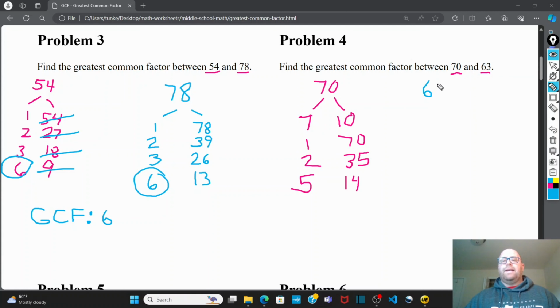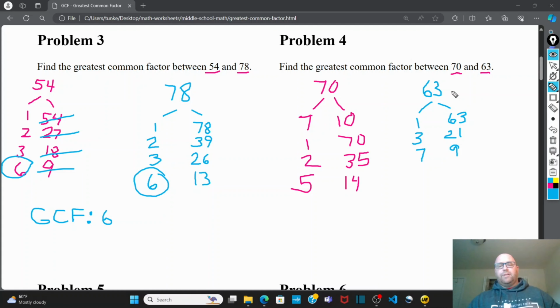All right, so next one is 63. So we can do 1 times 63. It's not divisible by 2. It is divisible by 3, so 3 times 21 works. Not divisible by 4 or 5, not divisible by 6, but 7 times 9 works. Not divisible by 8, divisible by 9, and not divisible by 10.